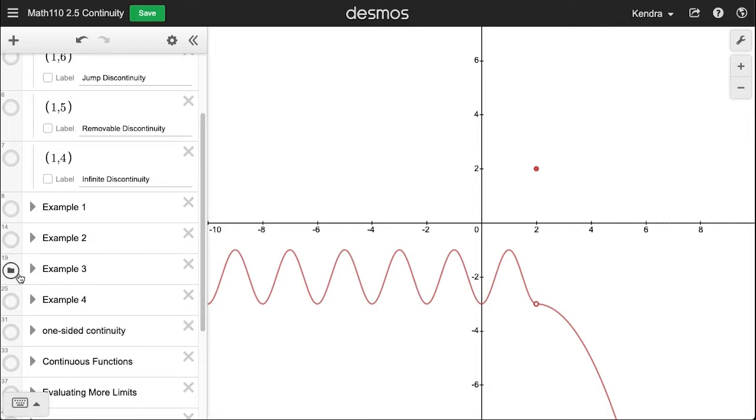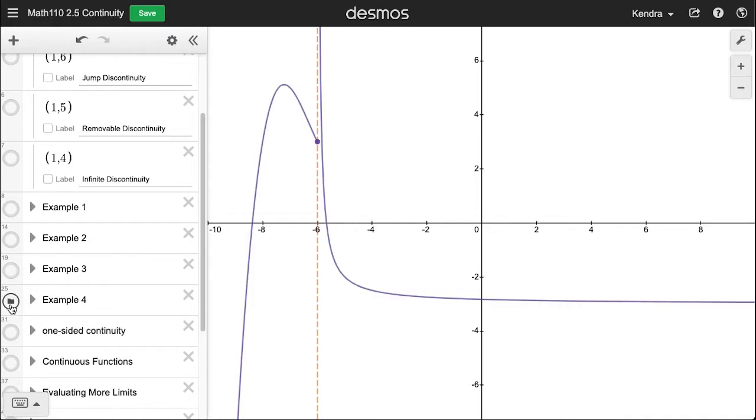All right, next. How about this one? This is one where if you're going along the input values and you get close to x equals -6, all of a sudden there's this infinitely large values. All that matters is that one of the one-sided limits is infinite. So the limit as x approaches -6 from the right of this function is positive infinity. So this is an infinite discontinuity.